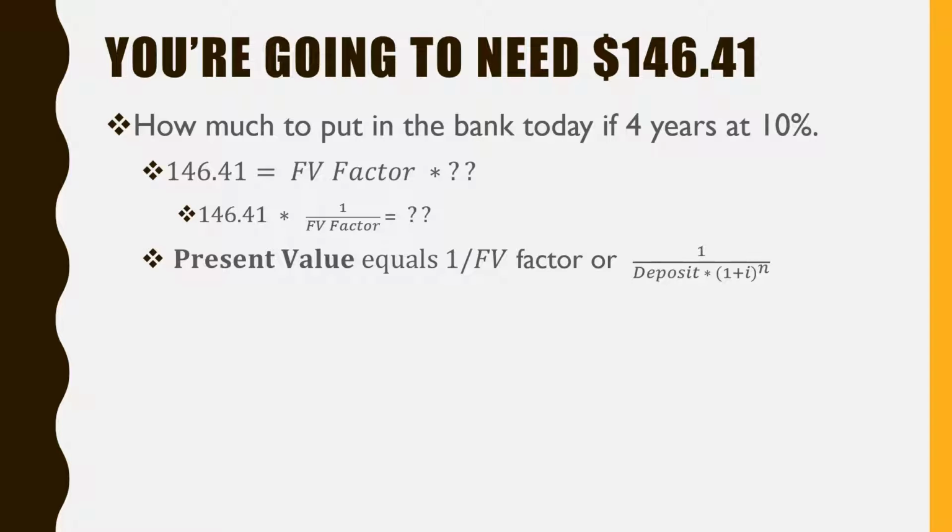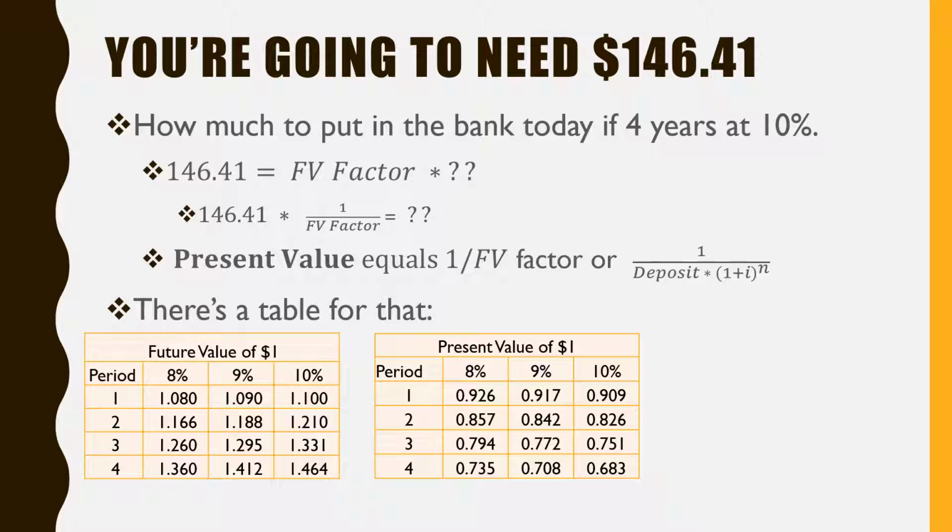So we said accountants aren't too creative, so the present value is another way to say the amount you need today. So today's value, present value, same thing. That equals 1 over the future value, or if you go back to the formula above, 1 over the deposit or the payment times 1 plus the interest rate to the number of years is the formula to come up with your present value. Again, we have a table that did the math for us.